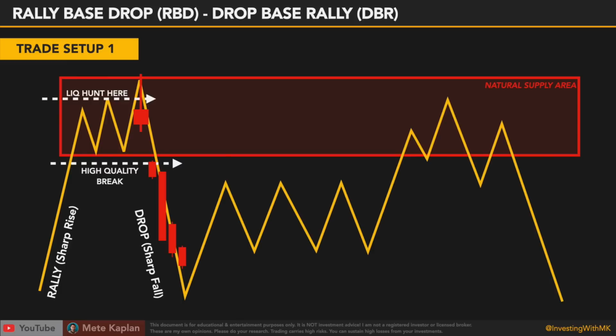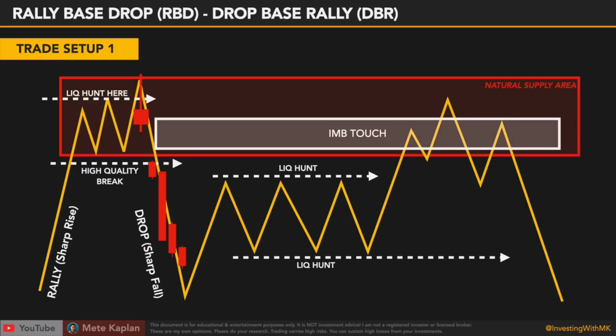Step 4. Let the trade setup form itself, creating internal liquidity points. This is an optional step. These internal stop loss areas will not be there all the time. Finally, identify the possible entry within the natural supply area. This could be reactions from order blocks, breaker blocks, or imbalances, and place your entry.